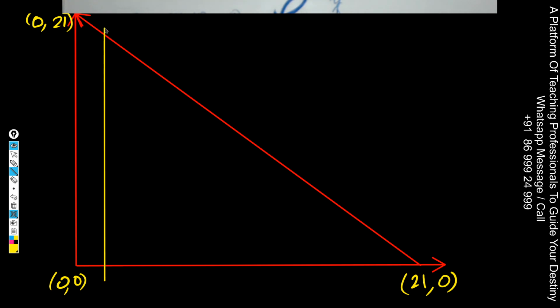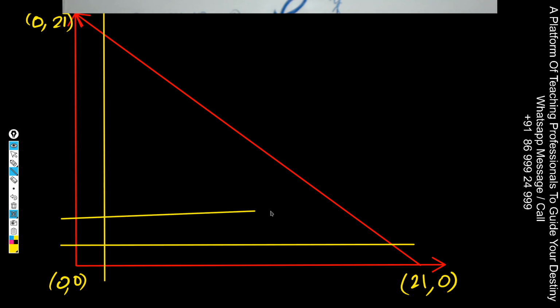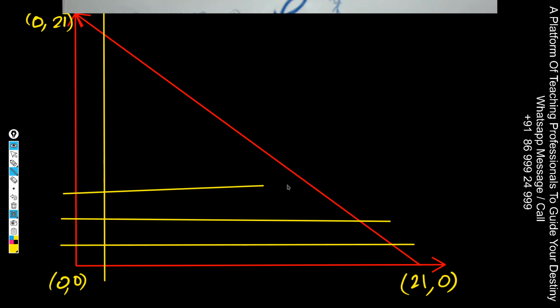This is x is equal to 1. Okay. Now, I have taken another line, y is equal to 1. I have taken one more line, y is equal to 2. I have taken one more line, y is equal to 3. I have taken one more line, y is equal to 20.